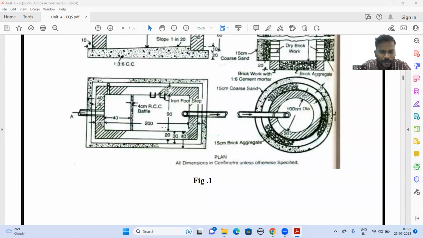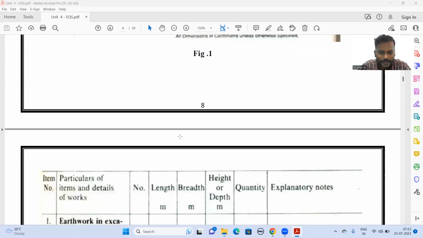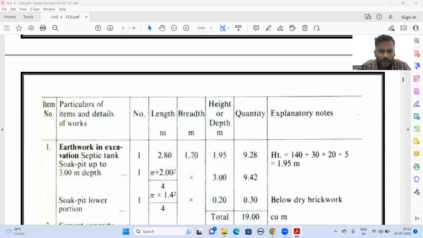Similarly, we want to calculate the breadth also. Breadth in the longitudinal direction, that is the vertical direction. Here 90 mm is given. First portion 20, again 10, and the last block is 10, so totally from here to here it is 40 mm only. So 90 with top portion 40 mm and bottom portion 40 mm. So 90 plus 40 plus 40, that is 90 plus 80, it is 170 mm or 1.7 meter. That only we have mentioned here, 1.7 meter.